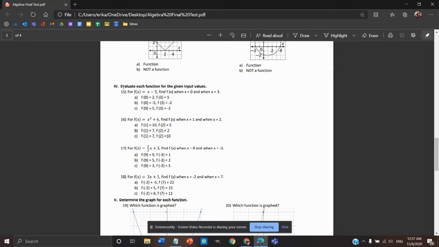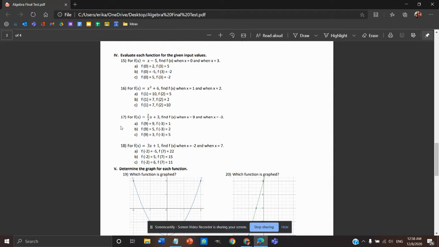In your fourth part, you're going to evaluate each function for the given inputs. Again, I gave you two inputs. And you're just going to solve for that function right there, and tell me which one is going to be the correct output for all your functions there.